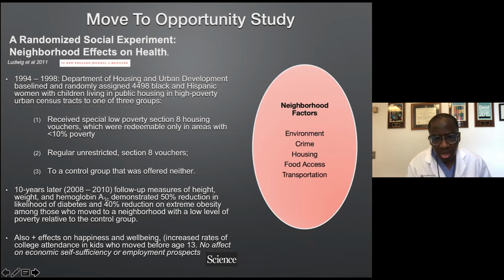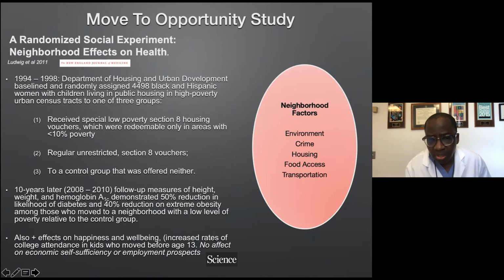And what they found was that for those families, those women and children who moved from public housing in a poor area to public housing in a richer, more affluent, low poverty area, there was a 50% reduction in the likelihood of diabetes, and very close to that reduction in the likelihood of extreme obesity. Again, showing how powerful these neighborhood factors are. What was also interesting is that there was a positive effect on happiness and well-being, and this is published in Science from this same data set.